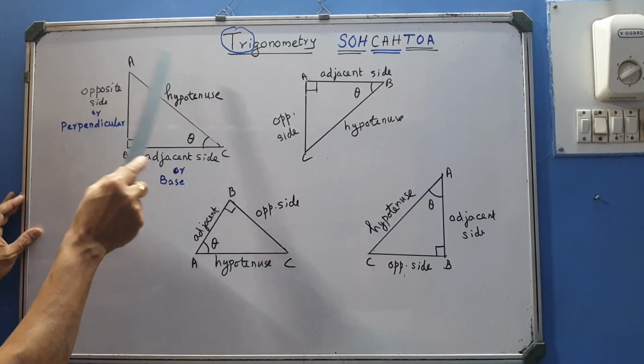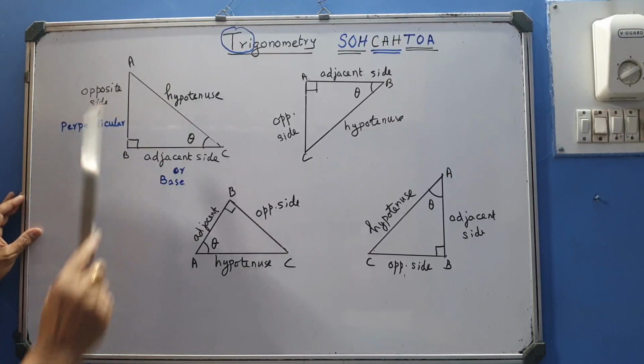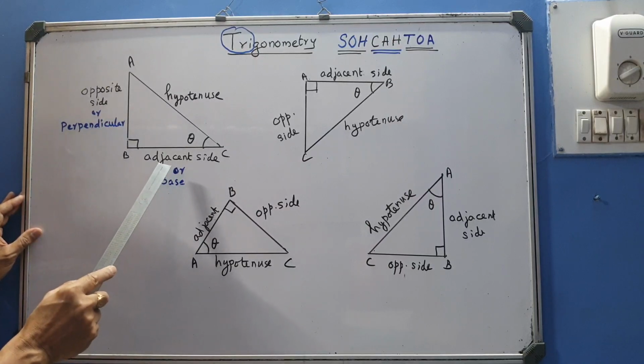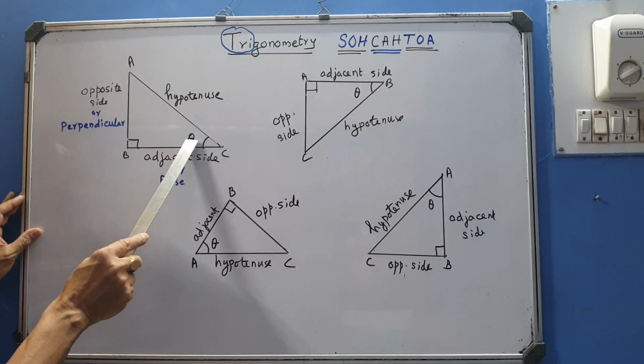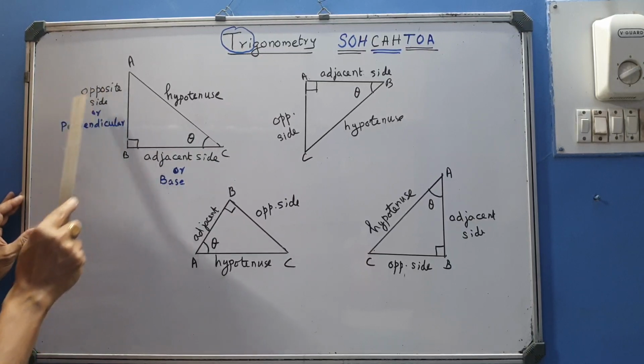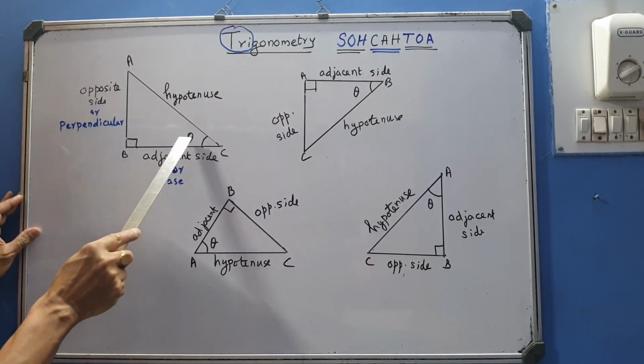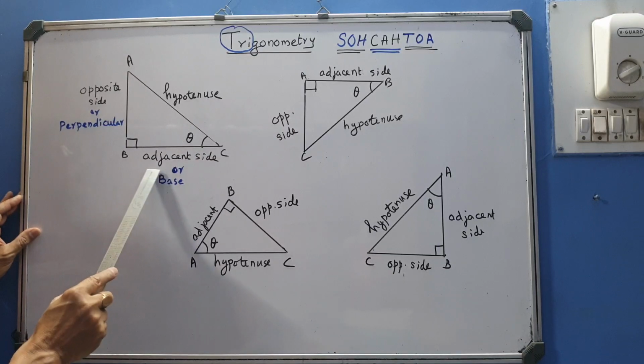So the side which is opposite to 90 is called hypotenuse. There are two acute angles. One of the acute angles we take as theta. The side which is opposite to theta is called the opposite side, which is also called perpendicular. The side which is close to theta, other than the hypotenuse, is called the adjacent side.